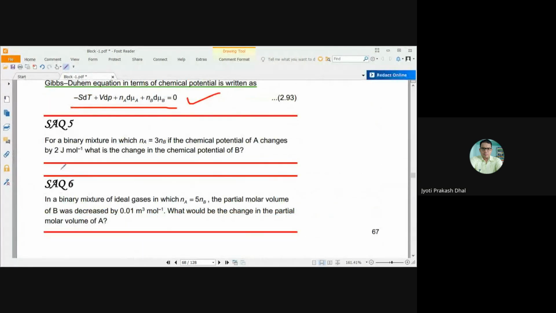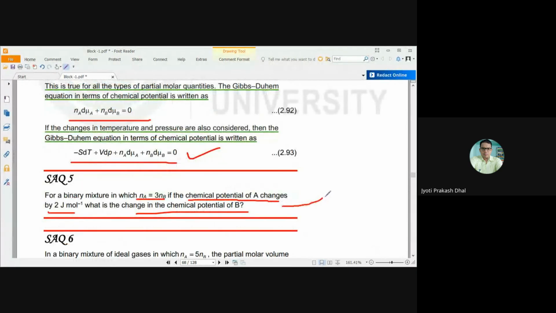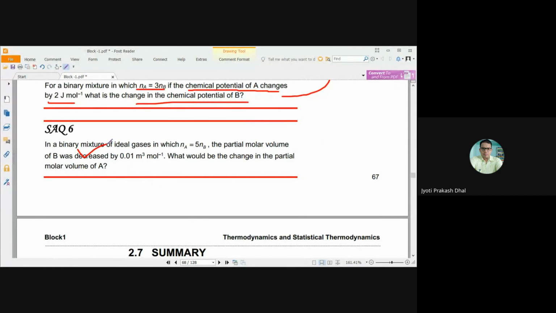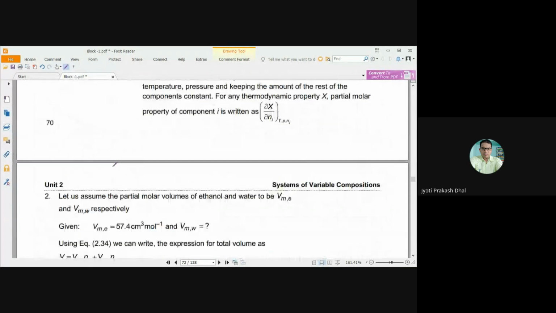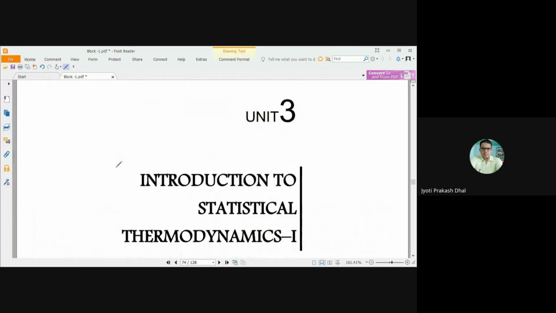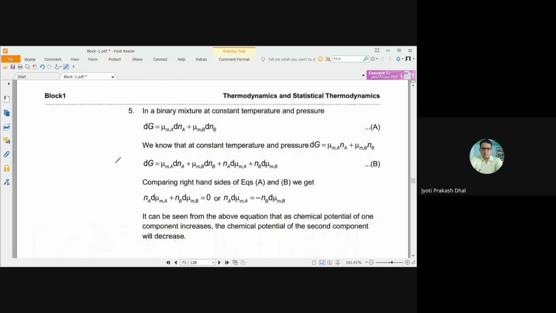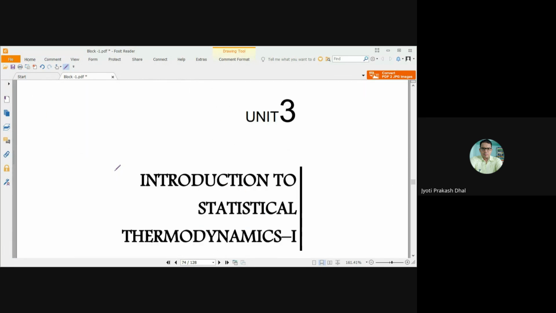So here two questions are there. For a binary mixture where Na equals 3 Nb, if the chemical potential of A changes by 2 joule per mole, what is the change in chemical potential of B? You have to solve this question by using equation 92. Similarly, another question of a similar type is there. All these are term end questions. You have to solve these questions. Go through all these questions and also all the examples, then you can easily secure more marks in your semester examination.